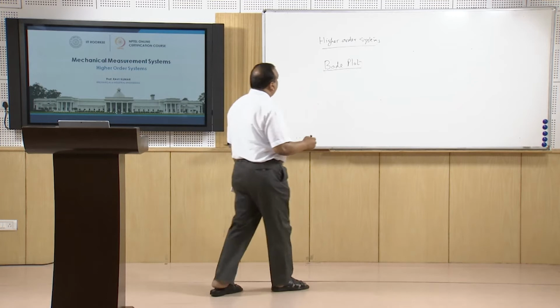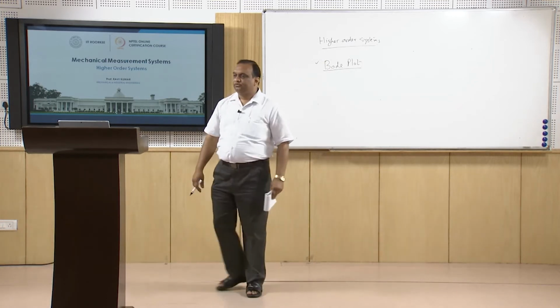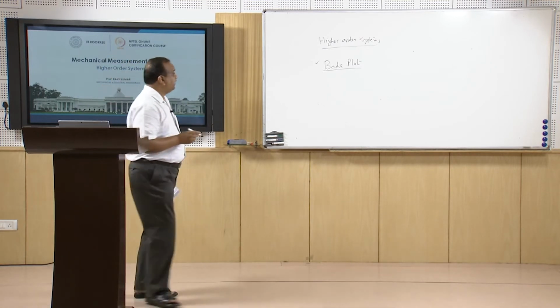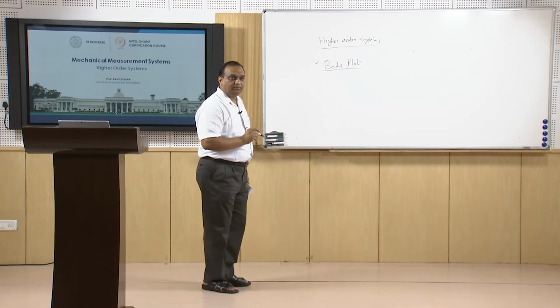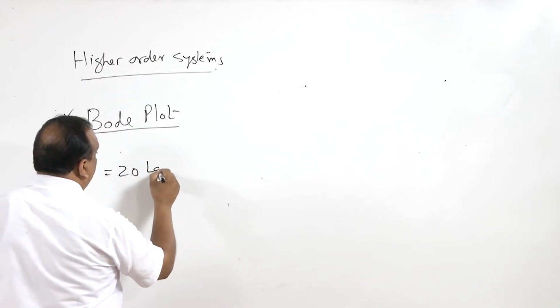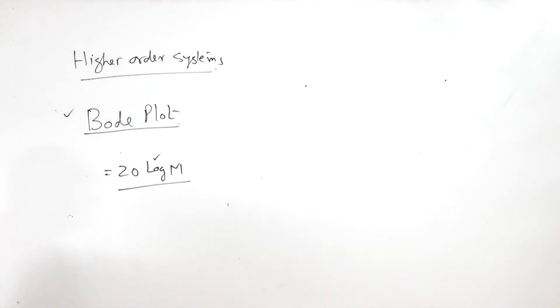Now we will do the analysis of higher order system using Bode plot. So before going for the Bode plot, we will try to find the decibel value of the magnitude m, and the decibel value is 20 log m. This log is base 10, it is not a natural log. So 20 log m is the decibel value, dB.